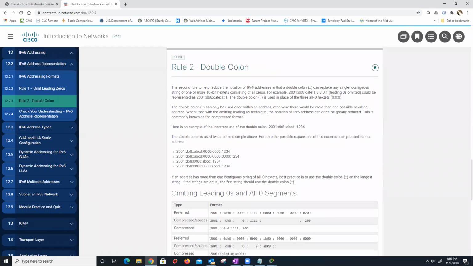The other thing you can do is what's called the double colon. Now, a double colon can replace any single contiguous string of zeros. Okay, now it's important: you can only ever have one set of double colons in an IPv6 address, because otherwise you wouldn't know how many hextets it represented.